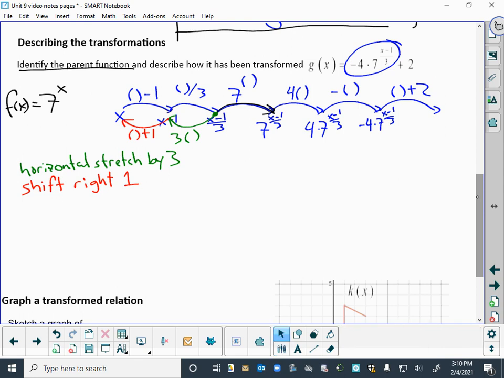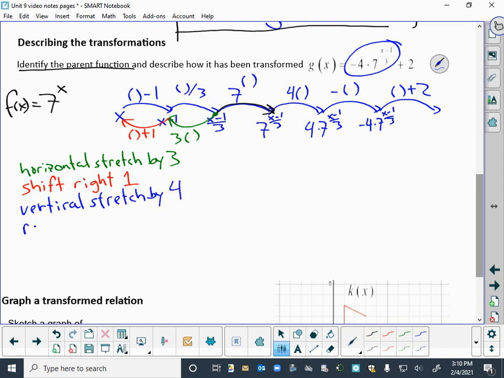Okay? My next ones I can see are already lined up in order, so I'm just going to describe them as I see them on the output side of the parent function. So there is a vertical stretch by 4, a reflection.